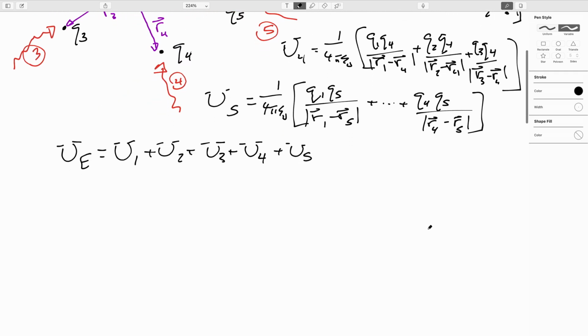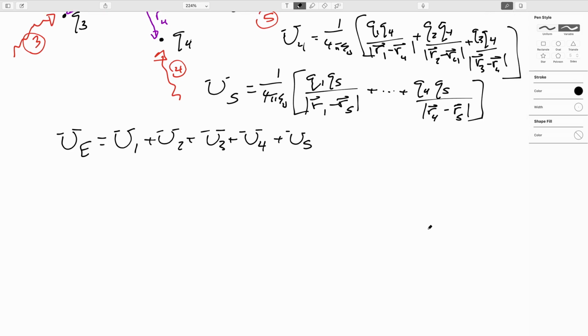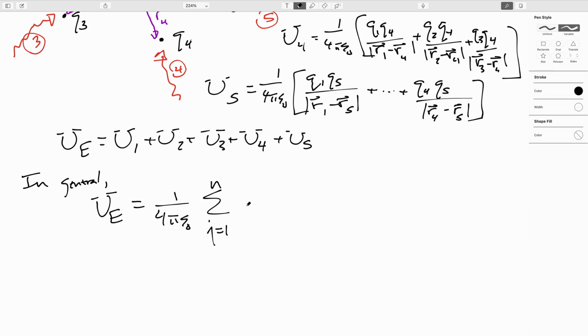So there is a way to write this more concisely using summation notation. So we can say that if we have n charges, so this is the general case, it'll be 1 over 4 pi epsilon naught times the sum as j equals 1 to n. So that's the number of charges.